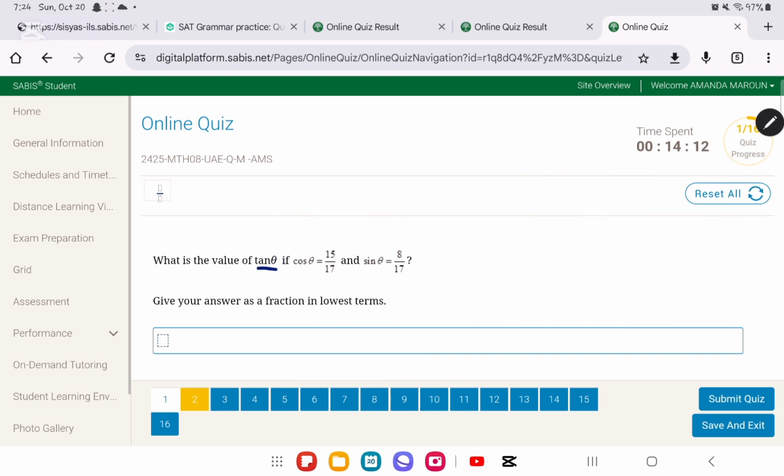What is the value of tan angle? This means angle. Whenever you see something that looks like a 0 and it's crossed in the middle, it means angle. What is the value of tan of the angle if cosine of our angle is 15 over 17 and sine of our angle is 8 over 17? Very simply, we know that we're going to use tan, cosine, and sine. So whenever we have tan, cosine, and sine, we can use SOH CAH TOA.